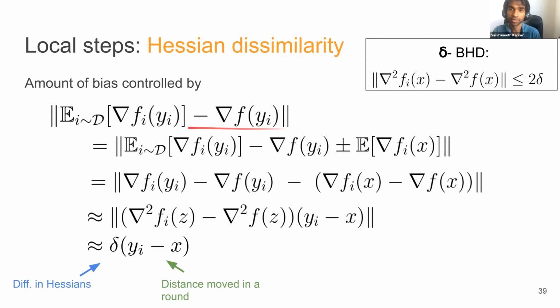So how much is this? Let's just add and subtract this term. This is a term which is nice. We know that in expectation this is unbiased, so we know what to do with this. So let's just add and subtract this. And now when we rearrange, we can rearrange it to be something like this: gradient of fi minus gradient of f at yi, and the same two things measured at x.